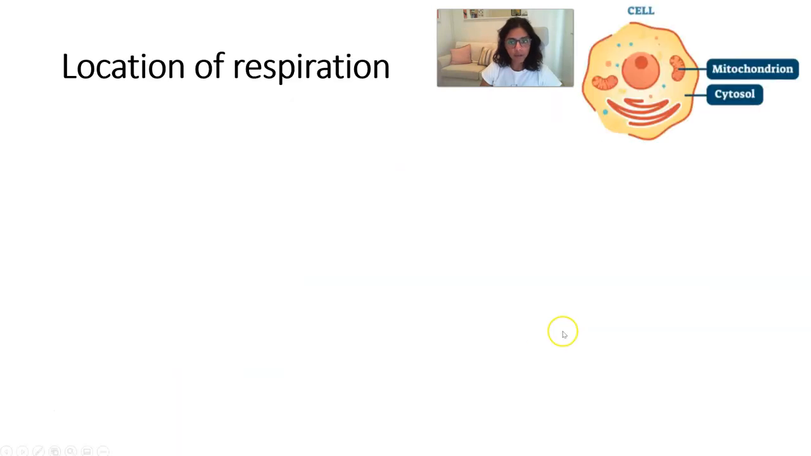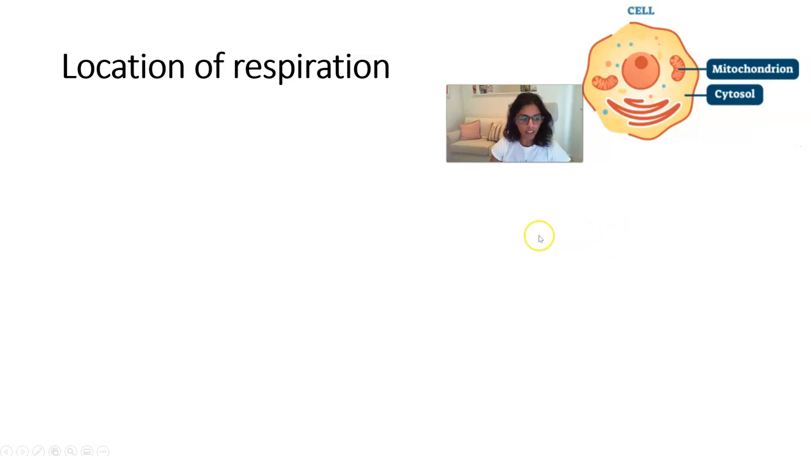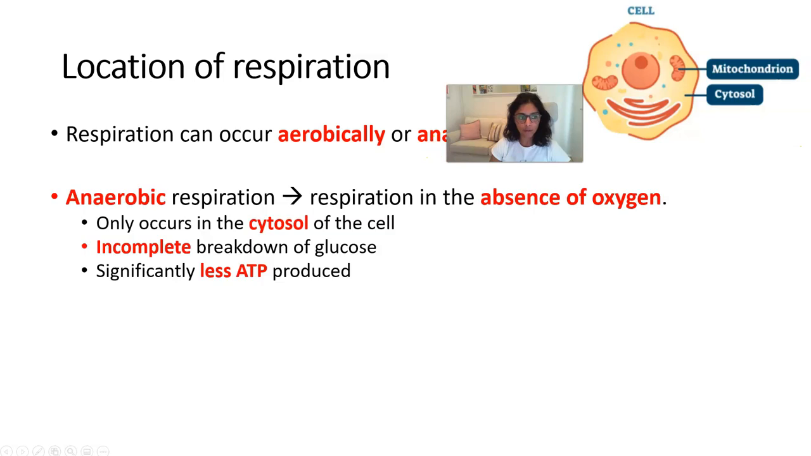Okay, so now that we've learned about what ATP and ADP are, we're going to learn about where they happen within the cell. So we know, I've alluded to these two words before. That's aerobic and anaerobic respiration. So the word aero refers to oxygen, and if something has the prefix an, it means without. So we have respiration that occurs with oxygen or respiration that occurs without.